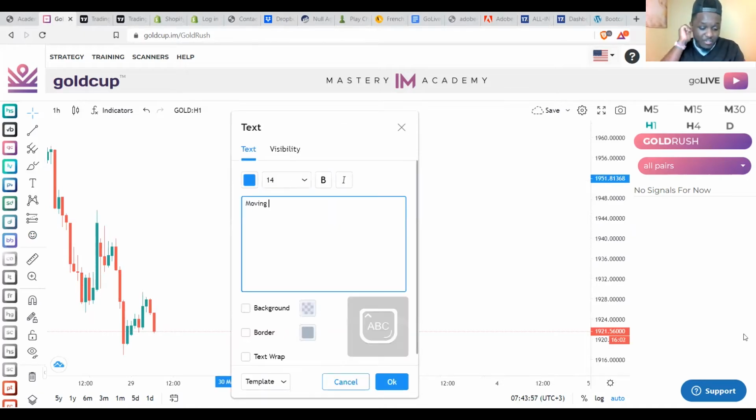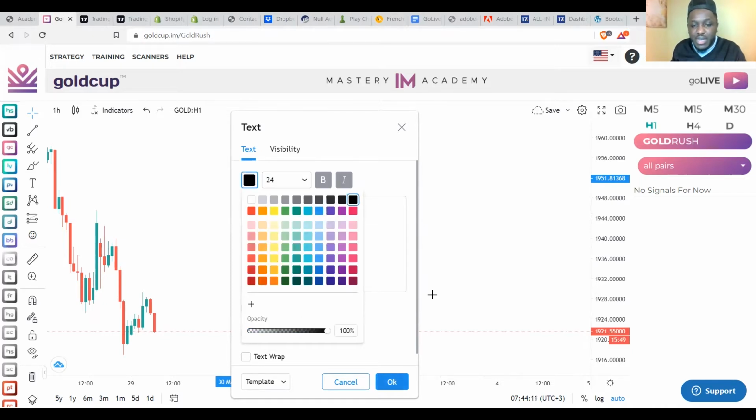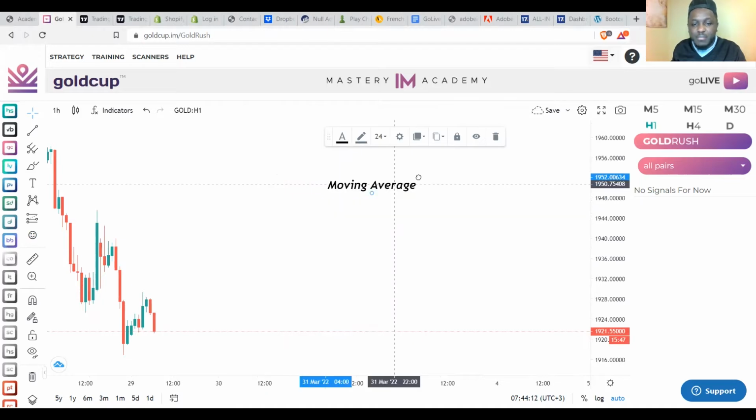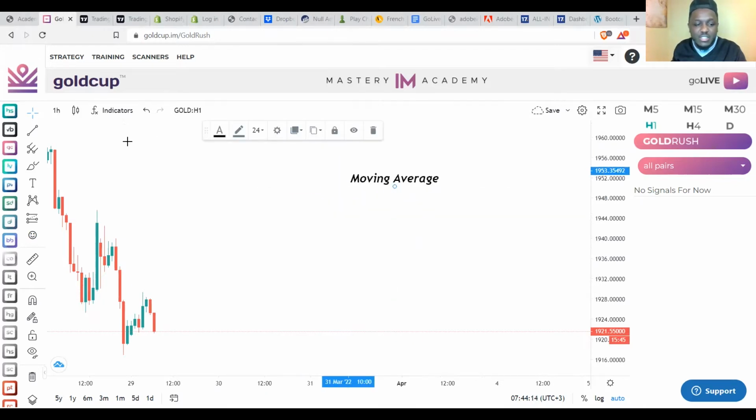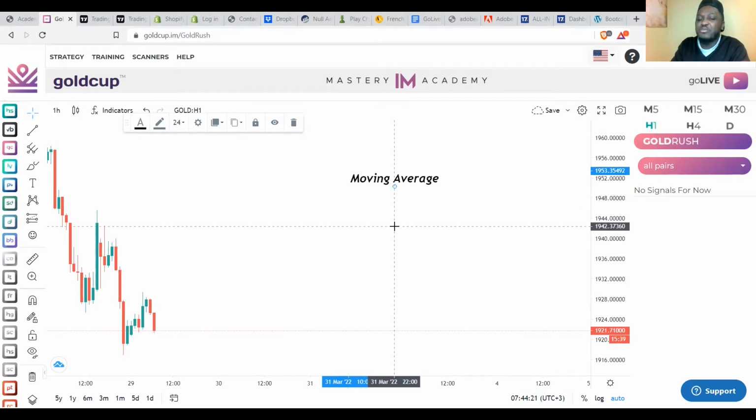Moving average. I believe in the power of the written word, so I'll be typing a few things up here for us. So, moving averages, as the word suggests by itself, this right here is the average movement of price when it comes to the market.